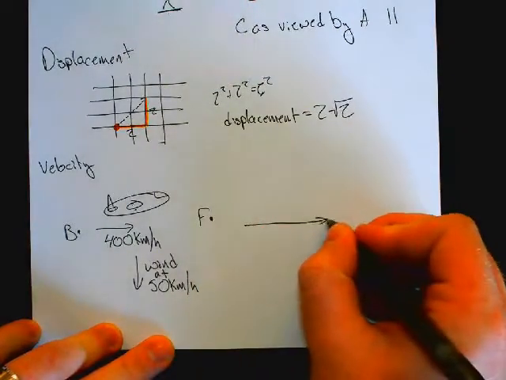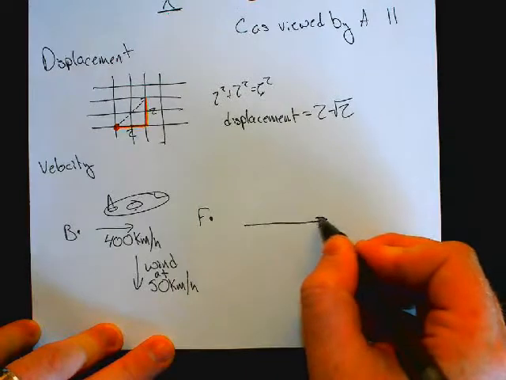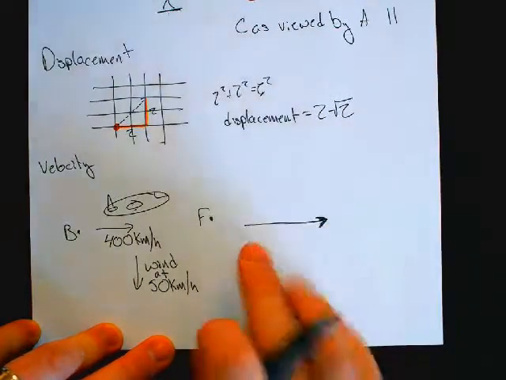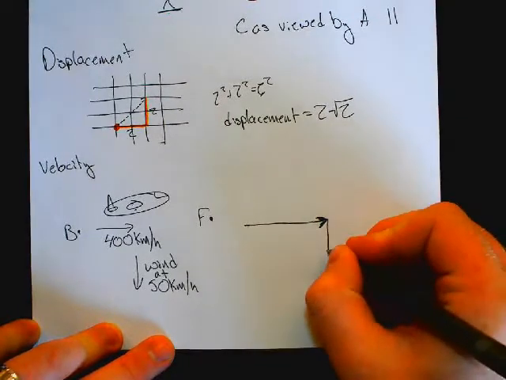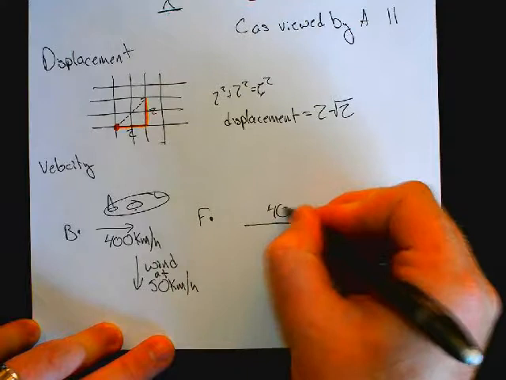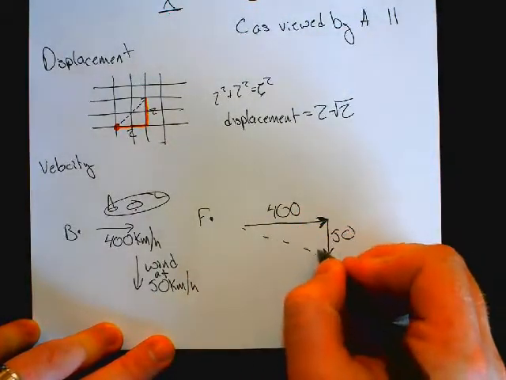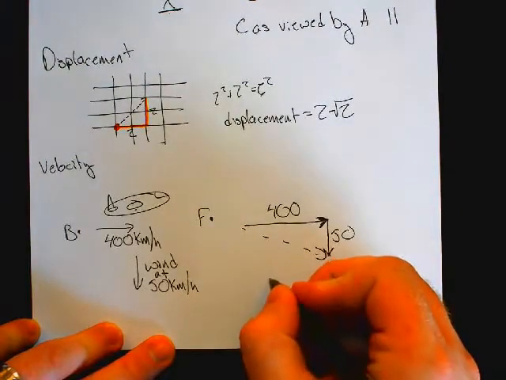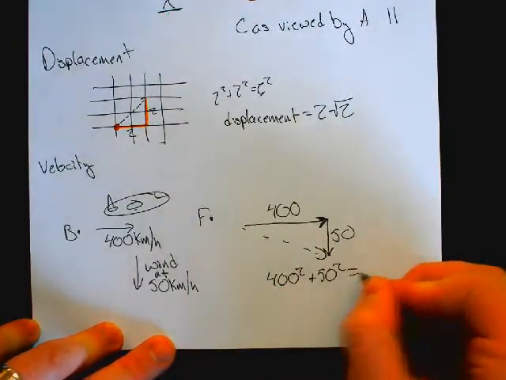What I mean by that is when I draw an arrow, the arrowhead is the tip, and the location that we started at would be the tail. So I'm going to add the tail of one arrow to the tip of the other, and I'm simply going to form a right triangle. 400, 50, Pythagorean theorem, find our resultant. So 400 squared plus 50 squared equals c squared.